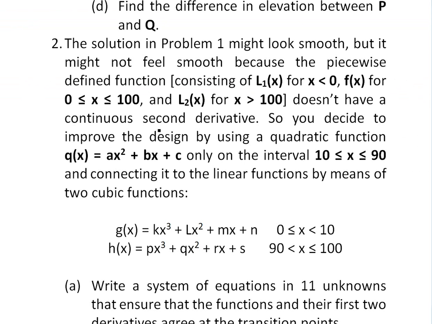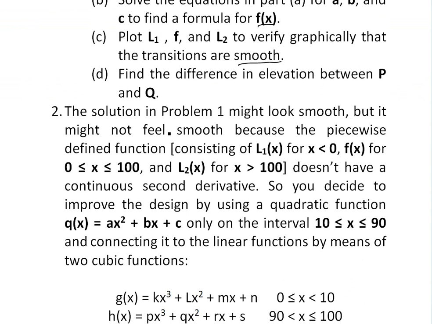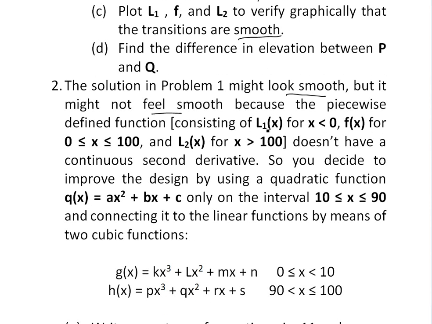point P. Now let's look at part 2, or question 2 of this applied project, which is really interesting actually. It says the solution in part A might look smooth, but it might not feel smooth once you construct it, because the piecewise defined function consisting of L1 of x for x less than 0, that's a straight line, f of x for the segment from 0 to 100, and L2 of x for x greater than 100, doesn't have a continuous second derivative.